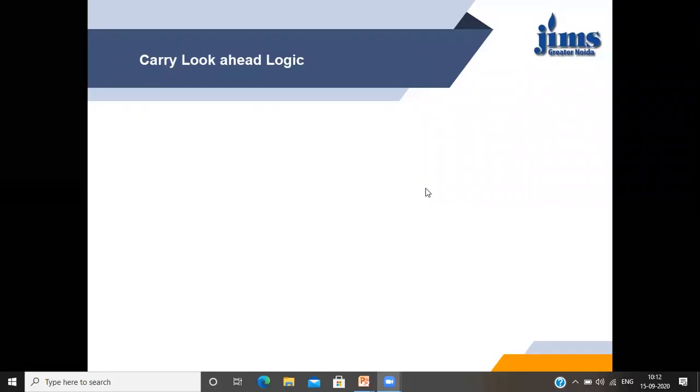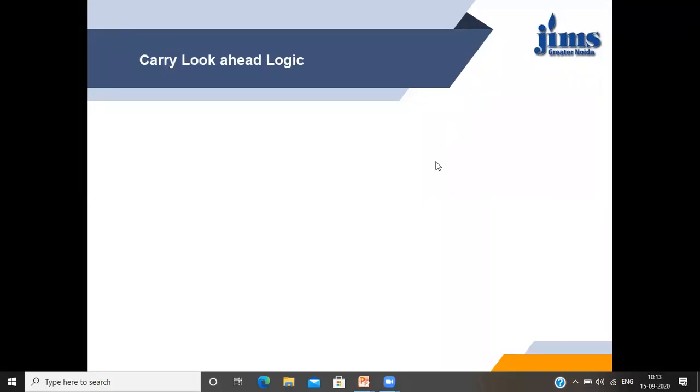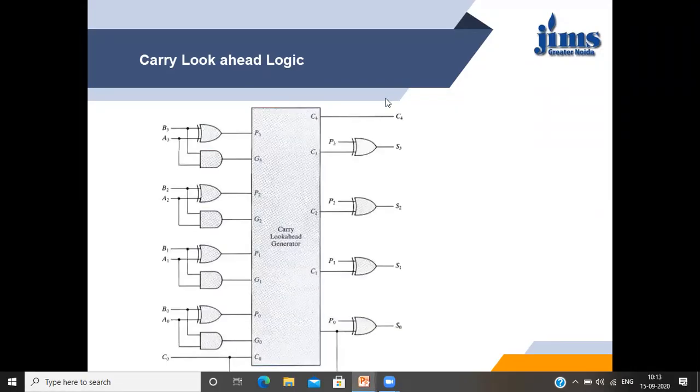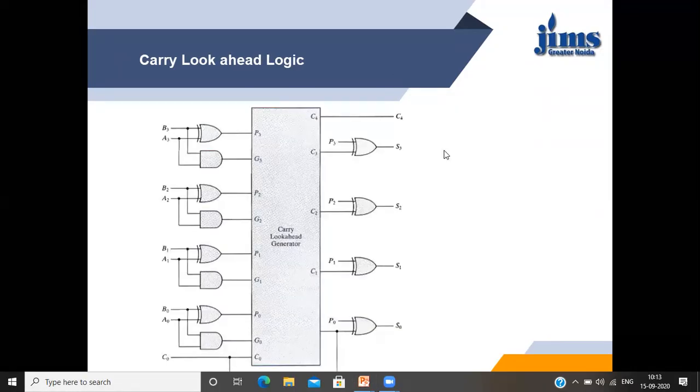Then we discussed the carry look ahead adder, which is a fast adder which overcomes the delay of the full adder, and that delay is only of two gates, and which provides a fast parallel addition of two n-bit numbers. So here was the look of the carry look ahead adder. It looked like the circuit here.